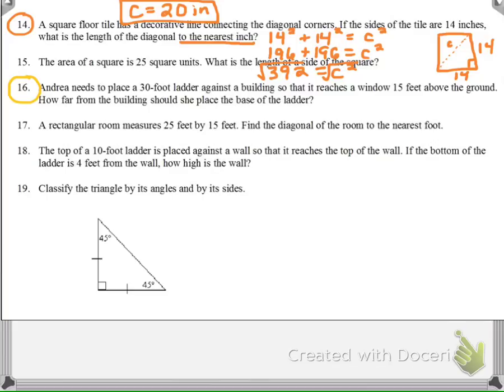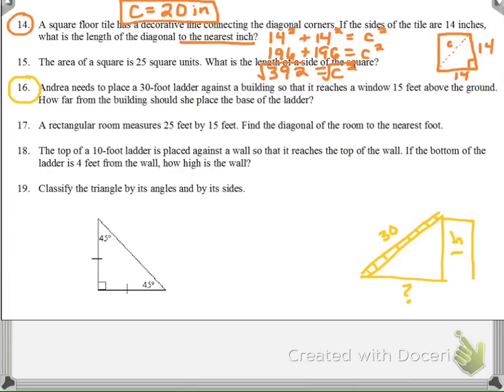Okay, she's trying to put a 30-foot ladder up against a 15-foot high window. And well, the first thing I have to do is draw a picture, because I may not be able to see what's actually going on. So I've got my building, I've got my ladder, I've got my ground. Okay, now what do I know? I know that the ladder is 30 feet long. I know that the building is 15 feet tall, or at least the window I'm trying to reach is, so for my purposes the whole building can be just 15 feet tall. And what am I looking for? I'm looking for how far should the ladder be from the building.